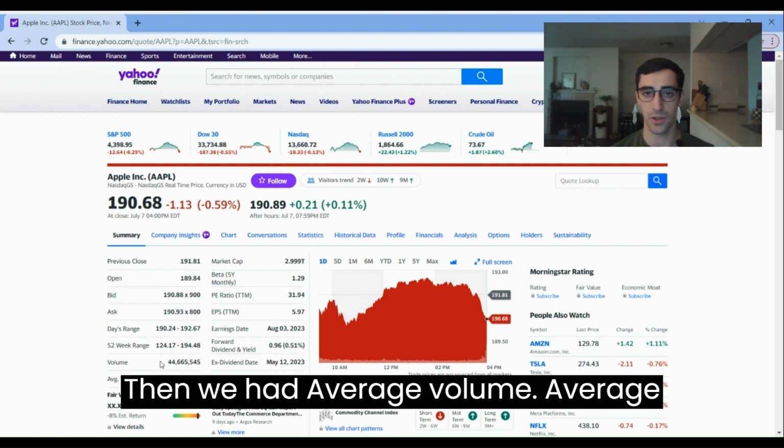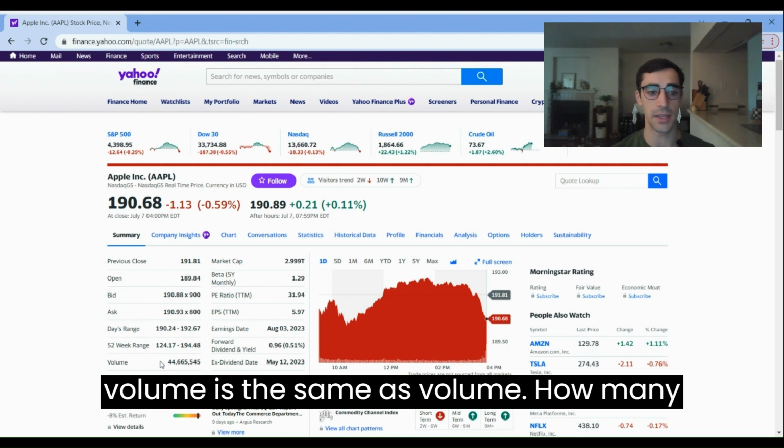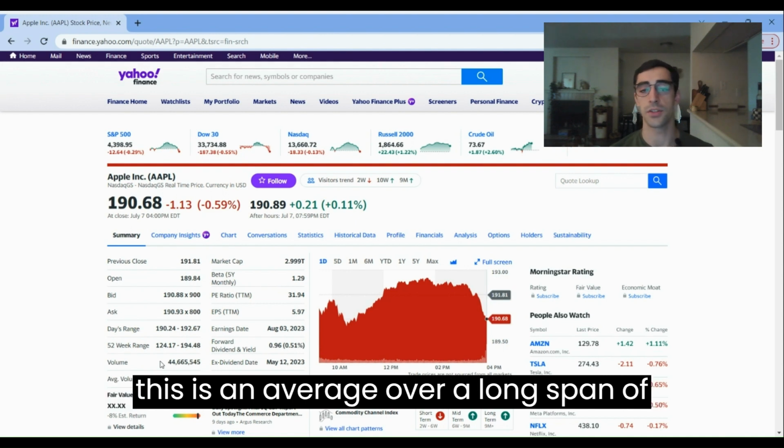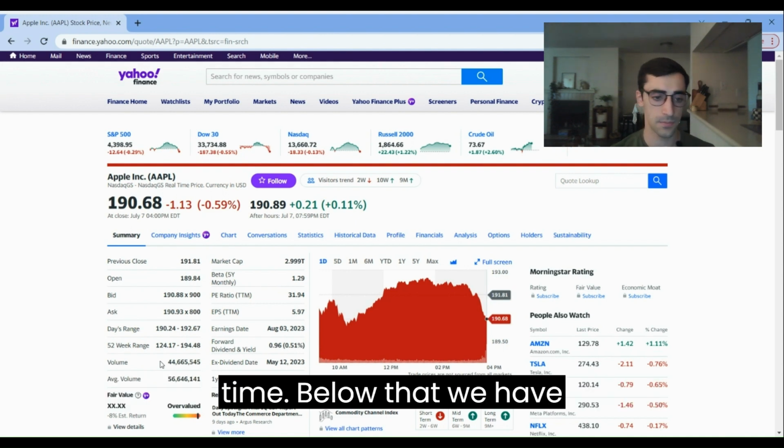Then we had average volume. Average volume is the same as volume, how many shares are traded throughout the day, but this is an average over a long span of time.